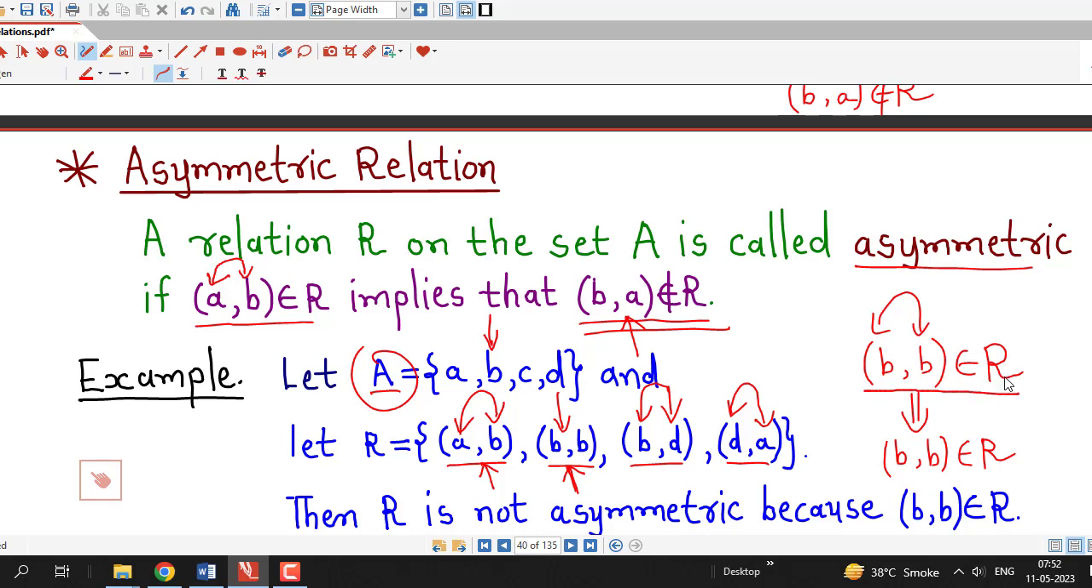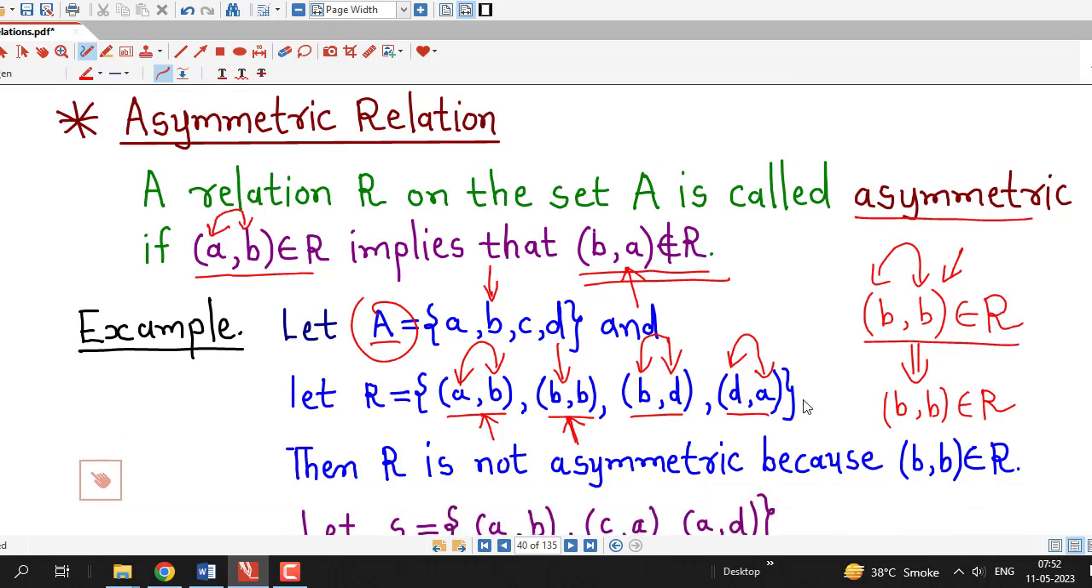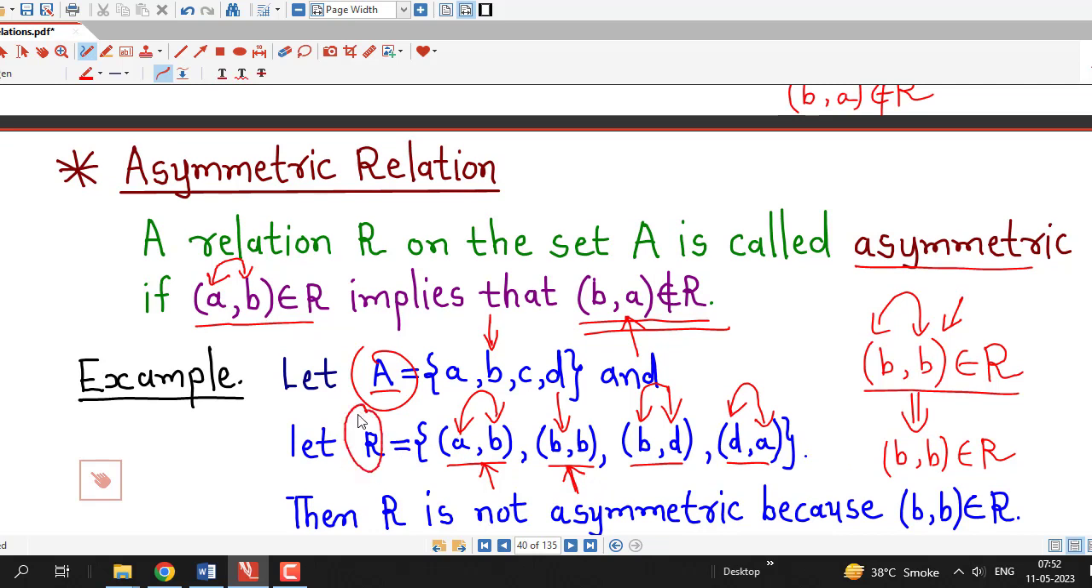(b, b) belongs to R implies (b, b) belongs to R after changing the order. So our relation is not asymmetric if at least one element in the relation is related to itself. Here b is related to itself by the relation R, therefore R is not asymmetric. So if we want to make this relation asymmetric, we have to remove this ordered pair (b, b). If we remove this ordered pair, then R will become asymmetric.